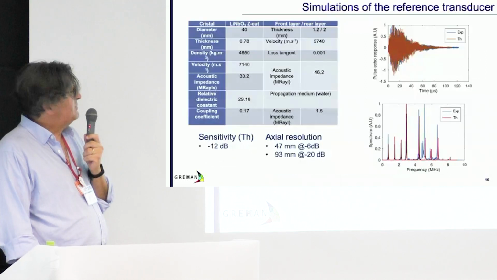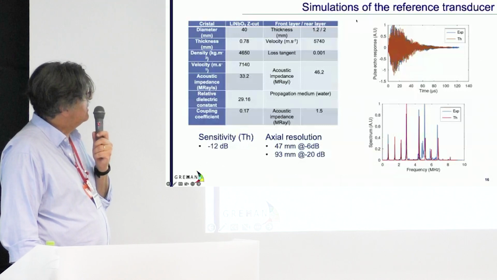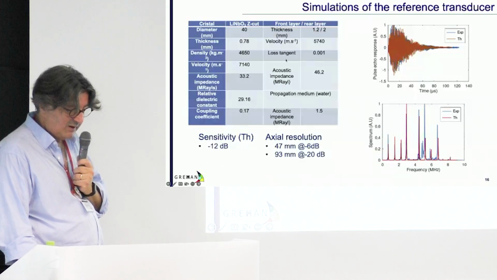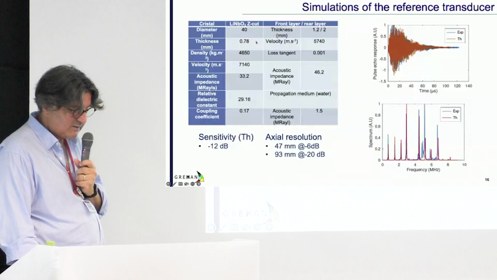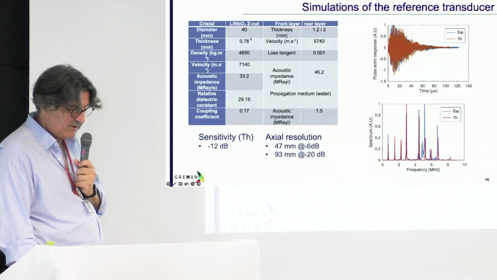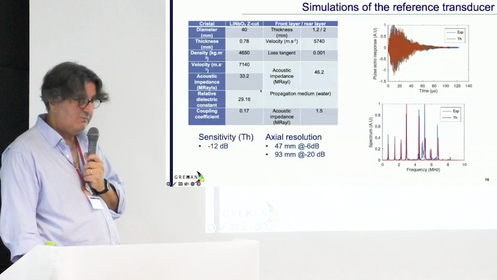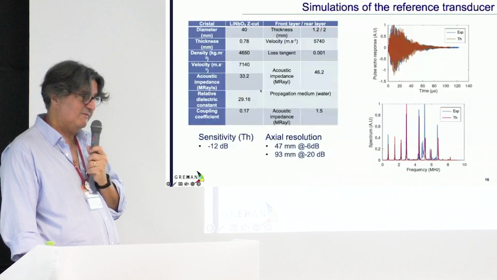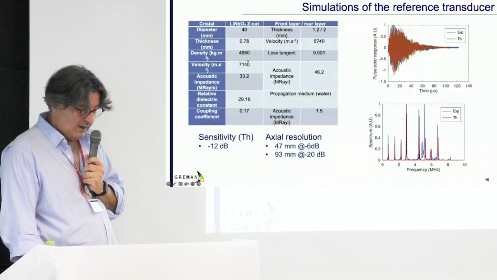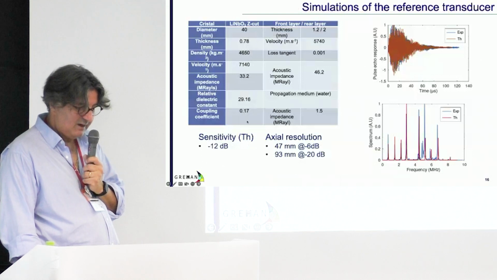Let us show some simulations on the reference transducer. So the reference transducer in lithium niobate base cut. The crystal has a diameter of 40 millimeters. The coupling coefficient is relatively low in this crystal. This is 0.17%. Remember that in ceramics it's 0.5. And the characteristics are given here.